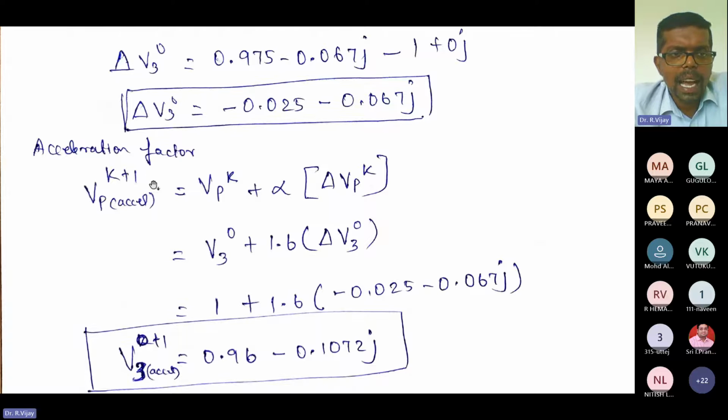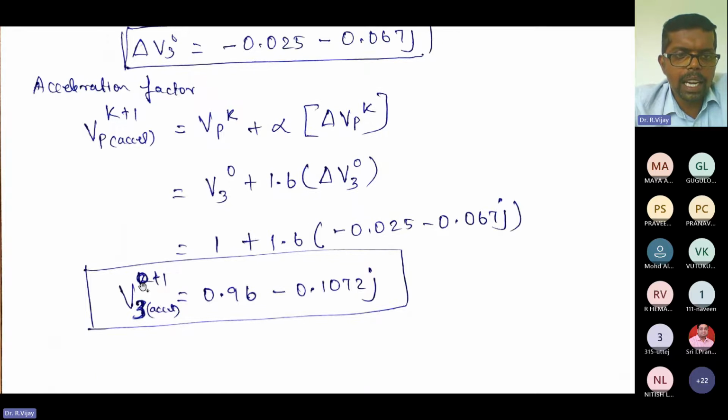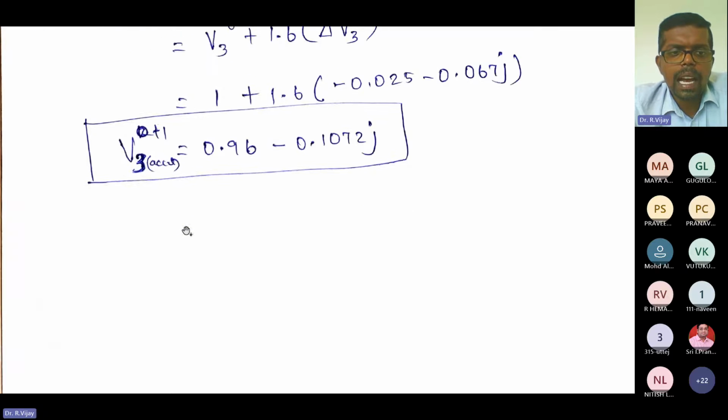Next is the VP accelerated value. Accelerated value VP accelerated k plus 1 is equal to VPk plus alpha into del VPk. Del VPk, this is the answer for del VPk. VPk, that is the flat start, V3 naught, that is 1 plus j0. You substitute and simplify it, and you will get the answer V3 accelerated 1, that is our V3 new value, equal to 0.96 minus 0.1072 j. This is the accelerated value.